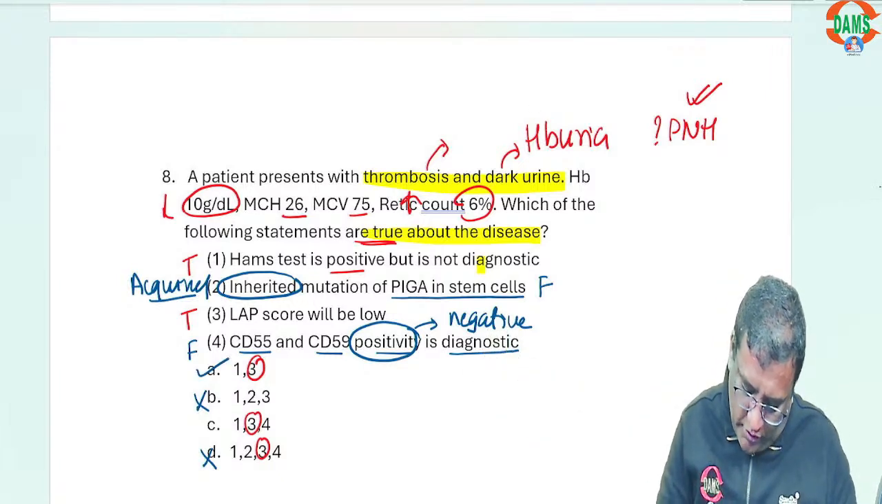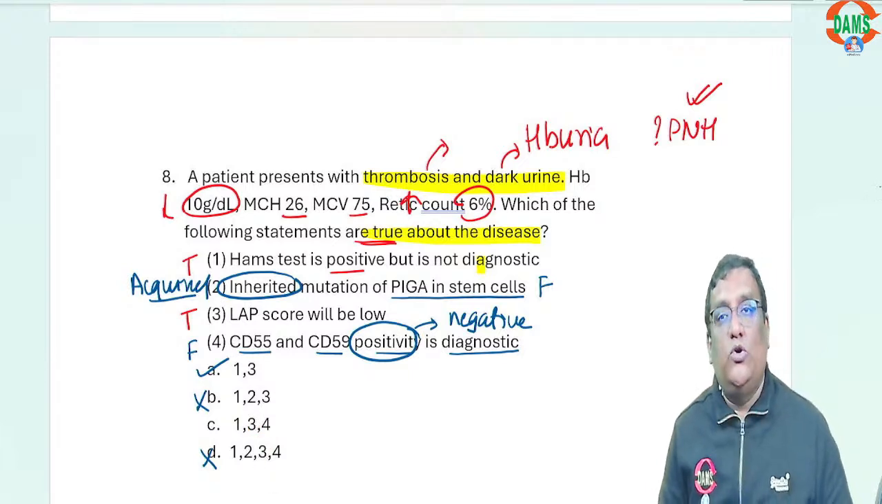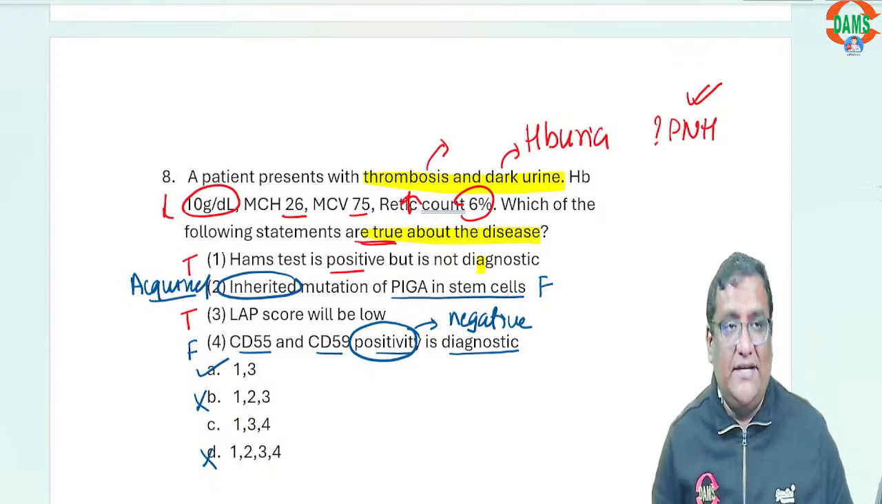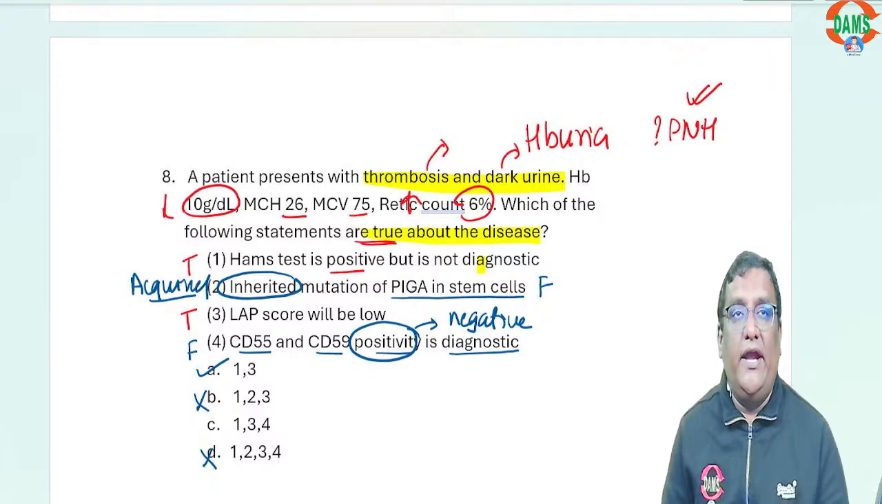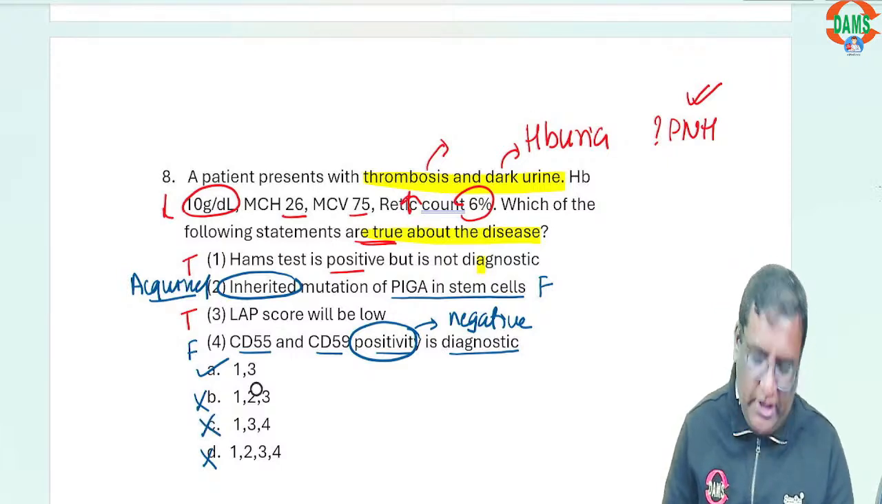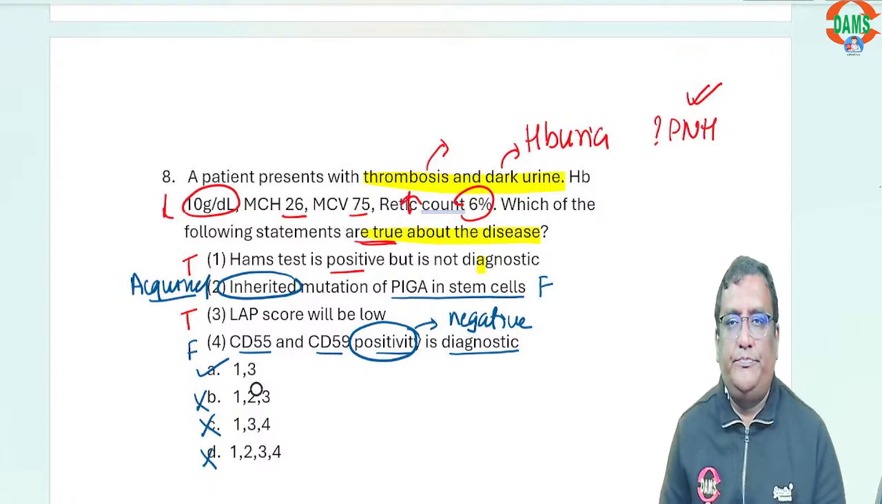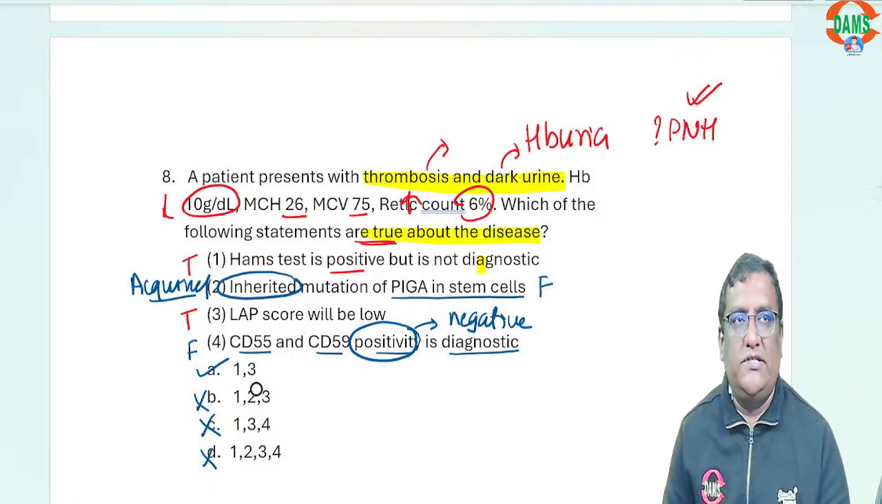So answer is option A. Very good. So few of you have got it. Option A is the correct answer here, right? 1 and 3 are true. So even C is false, right? C is also false here.